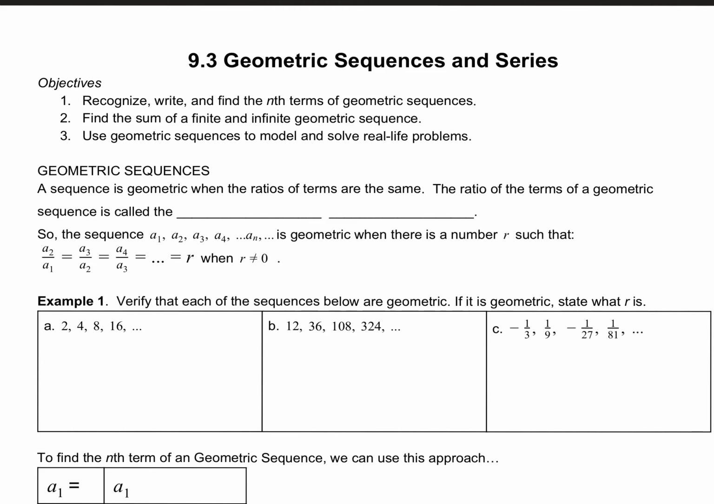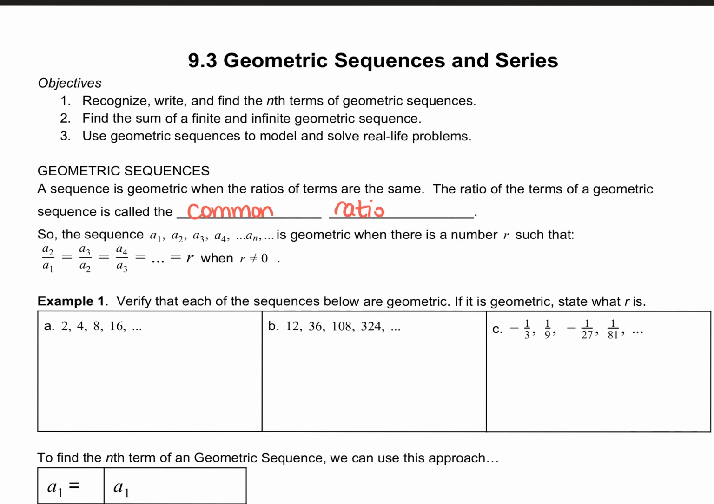Okay, so a lot of this is similar to what we did with arithmetic sequences. The difference is with a geometric sequence, the ratio of the terms is called the common ratio. Whereas before we called it the common difference. So slightly different terminology, and it's a different process as well.